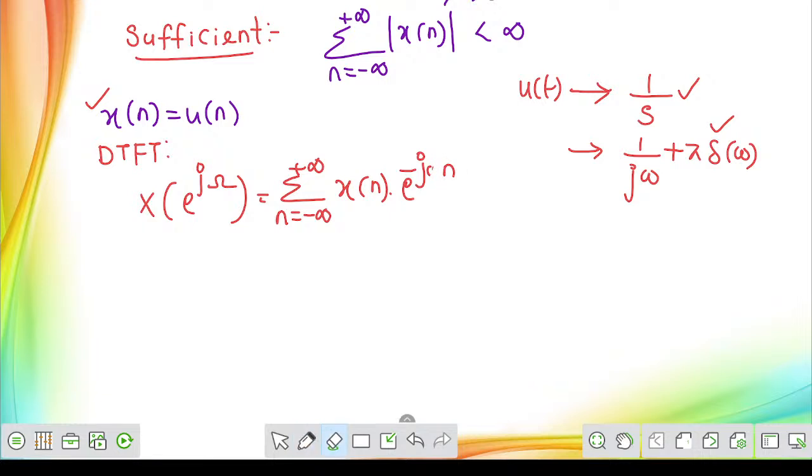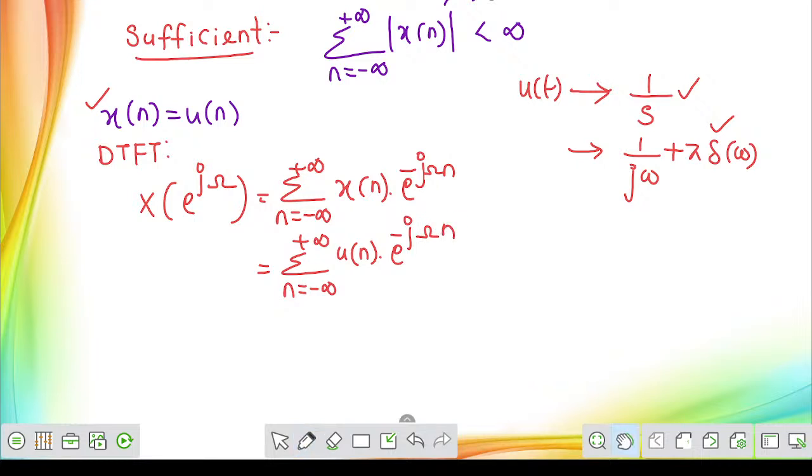As I am writing omega, sometimes I will write the other symbol, otherwise I will write omega. Don't get confused, both are the same. I have said this multiple times. Now we know x of n. In place of x of n, we are going to travel from minus infinity to plus infinity. We need the discrete time Fourier transformation of the step signal u of n into e power minus j omega n. This is what we want.